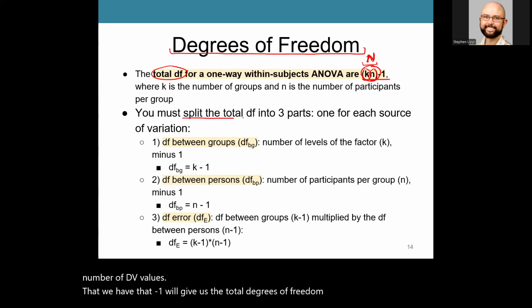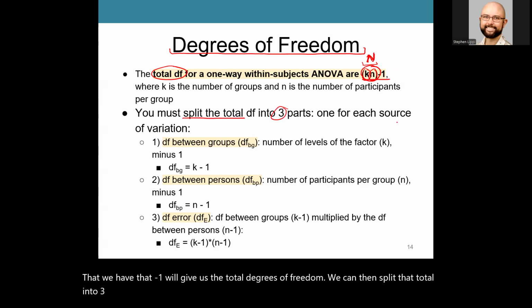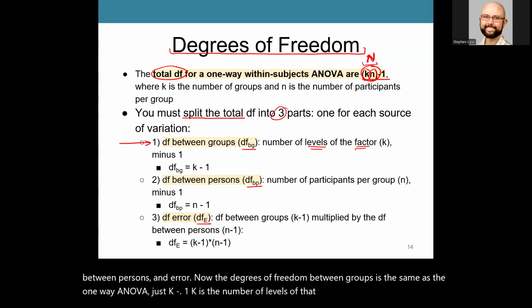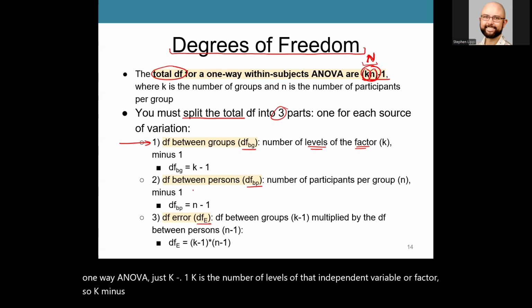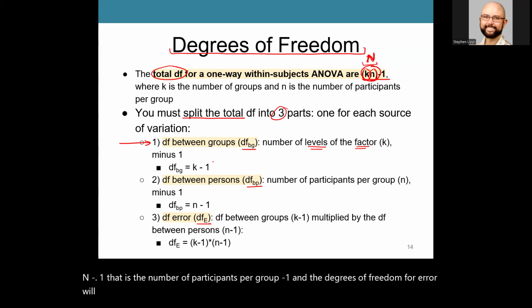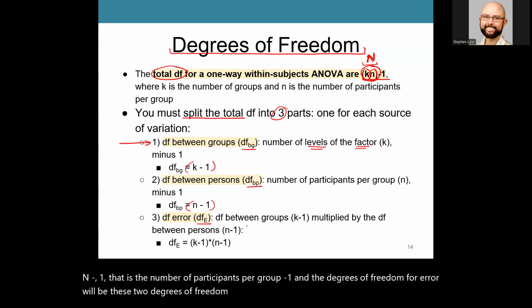We can then split that total into 3 different parts, one for each source of variation, that being between groups, between persons, and error. Now, the degrees of freedom between groups is the same as the one-way ANOVA, just k minus 1. K is the number of levels of that independent variable or factor, so k minus 1. The degrees of freedom between persons is going to be lowercase n minus 1. That is the number of participants per group, minus 1. And the degrees of freedom for error will be these two degrees of freedom values multiplied by each other.